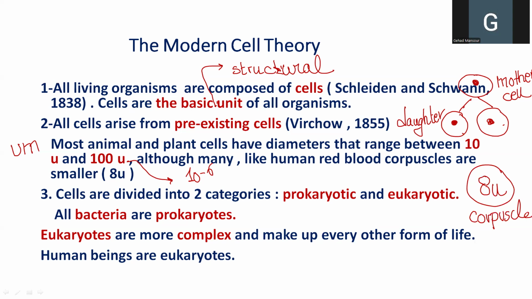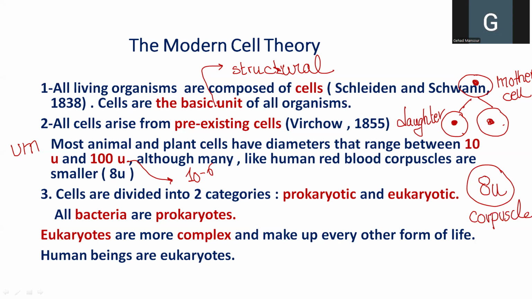Why? Because you will see during your study of the cell that red blood corpuscles do not have nuclei, just to give more space for accommodation of more of the red pigment hemoglobin that is important to carry oxygen to the cells.